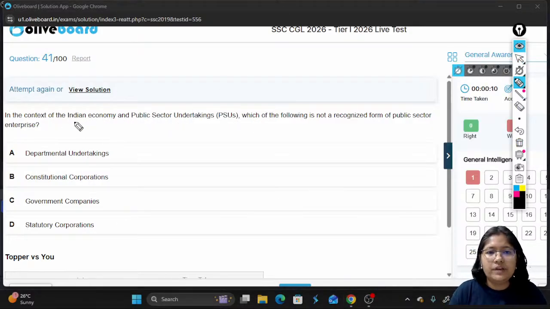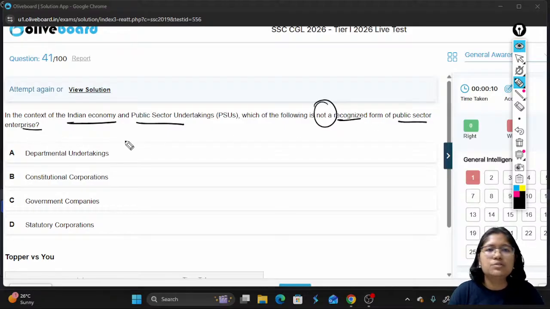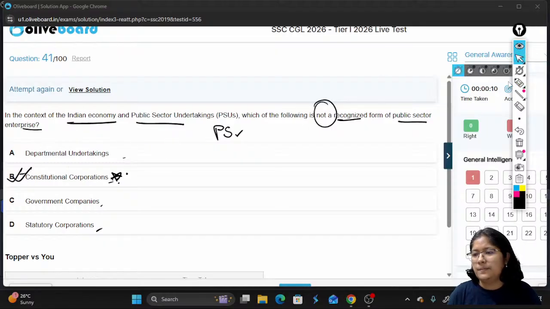In the context of Indian economy and public sector undertakings, that is PSUs, which of the following is not a recognized form of public sector enterprise? Departmental undertakings, constitutional corporations, government companies and statutory corporations. So here constitutional corporations is not a recognized form of public sector enterprise. So B is the correct answer. Simple question.